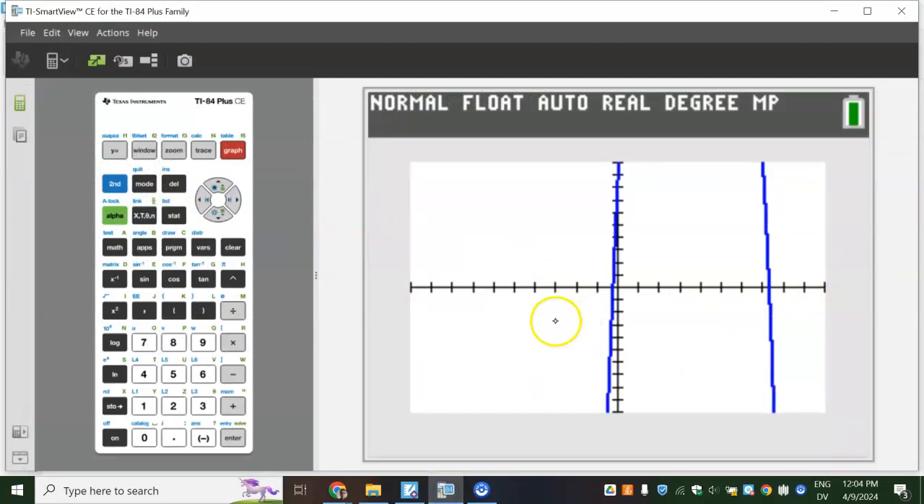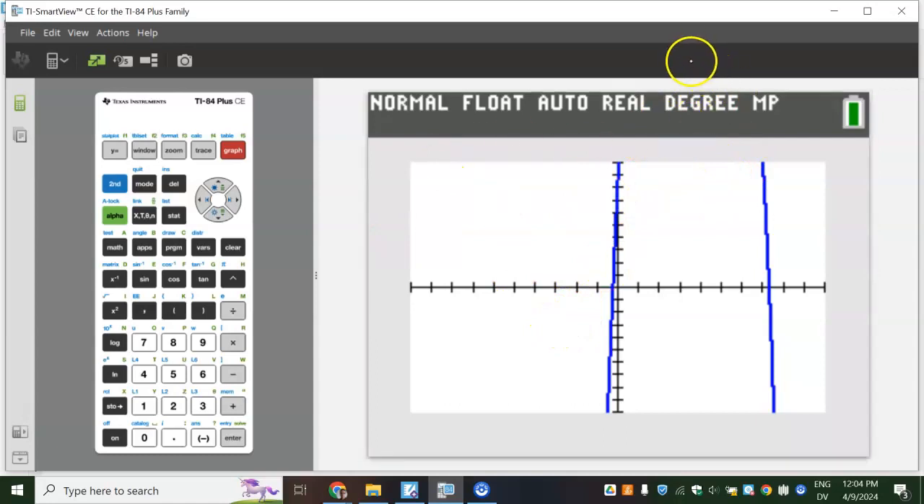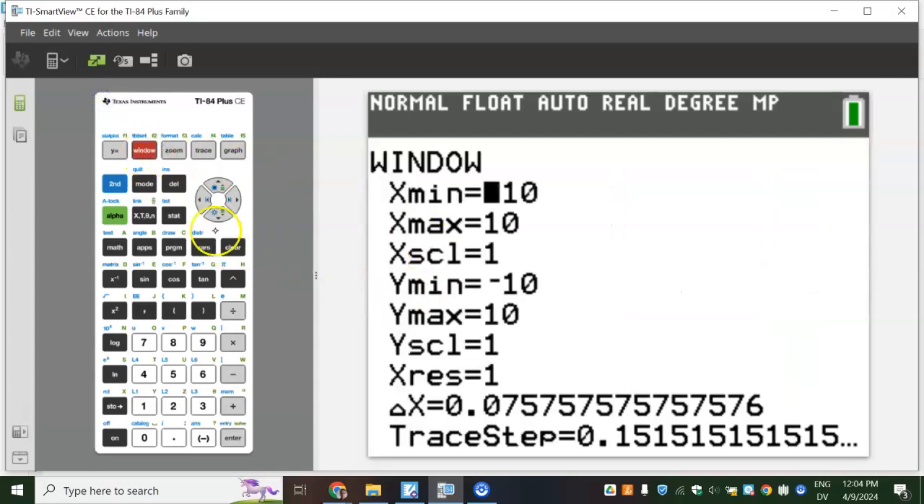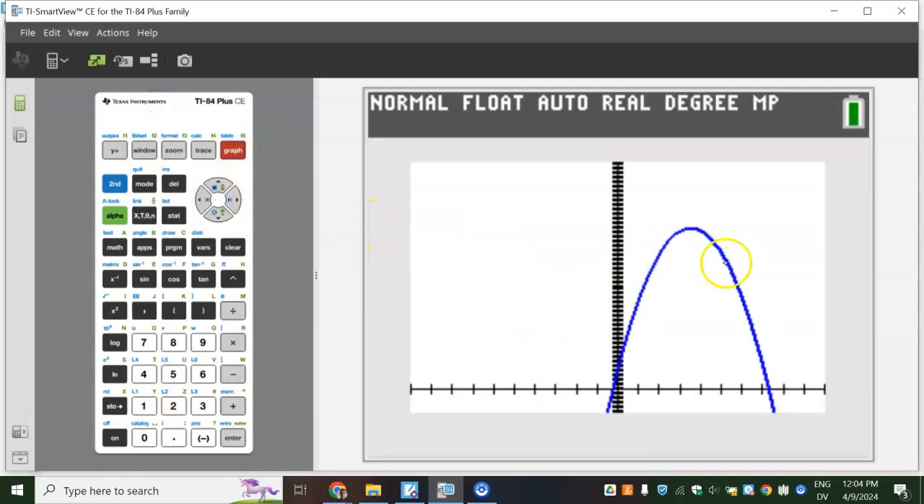Okay, and just to show you again the window, if you want to see the vertex, it's way up here. Not that this question asks that, but if you wanted to see it, you'd have to change your window and change your y max. I'm just going to guess and change it all the way up to 100 and see if I can see the top of it. And there you can start to see it.